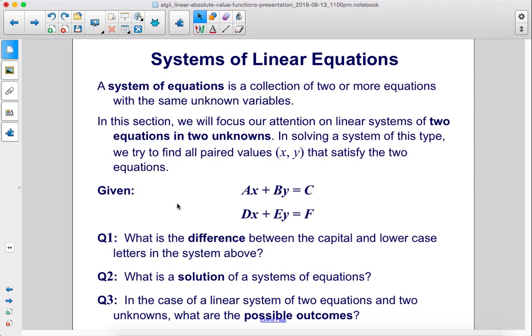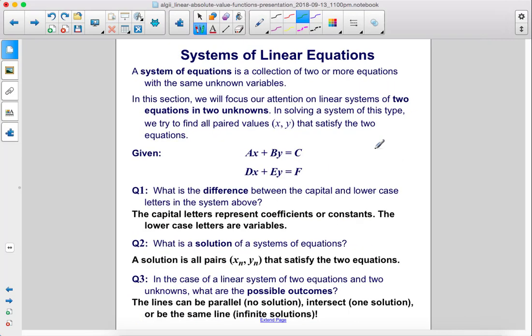A system of equations is a collection of two or more equations with the same unknown variables. In this section, we will focus our attention on linear systems of two equations and two unknowns. In solving a system of this type, we try to find all paired values, x and y, that satisfy the two equations. Given ax + by = c and dx + ey = f, what is the difference between the capital and lowercase letters in the system above? What is the solution of a system of equations? In the case of a linear system of two equations and two unknowns, what are the possible outcomes?